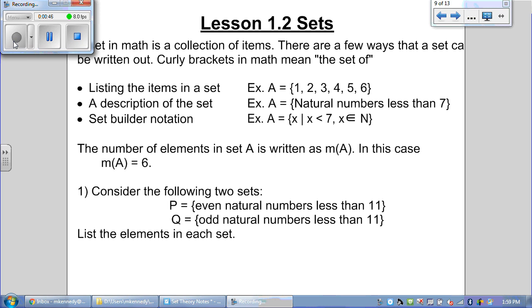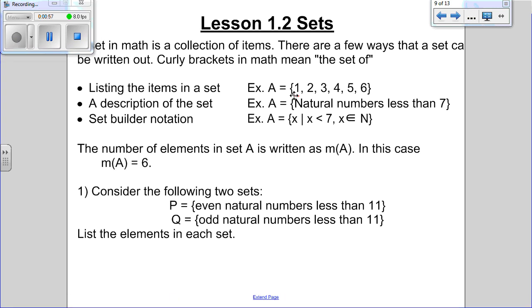There's three different ways that you'll see sets written. The first two ways are the most popular. The third way you won't really see much of. The first way is if you just list them out like that. So this sentence right here would say the set A has the numbers 1, 2, 3, 4, 5, and 6 in it. So it's actually listing the items within the set. That's a pretty simple way of doing things.